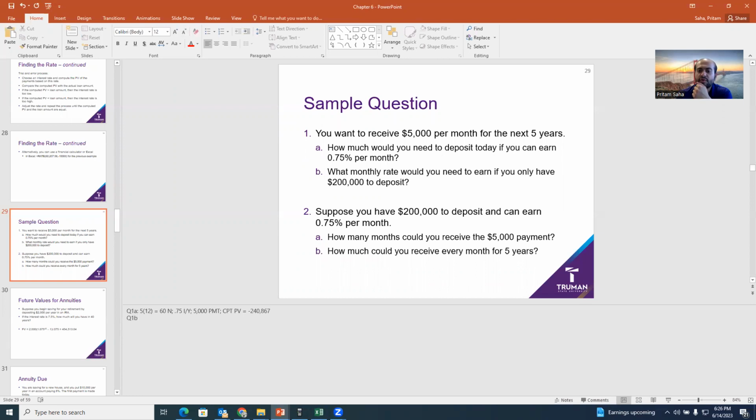What monthly rate would you need to earn if you only have 200,000 to deposit? So you need to change some information. That should be the information. Here you can see 60 is N, 0.75 is I/Y, 5,000 is payment. Then compute present value. For 1B, you can think of negative 200,000 as the present value, 60 is N, this is your payment, then compute I/Y. Make sense?